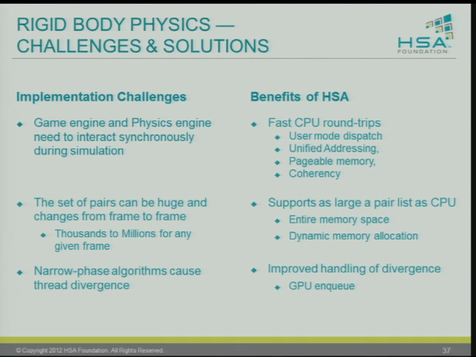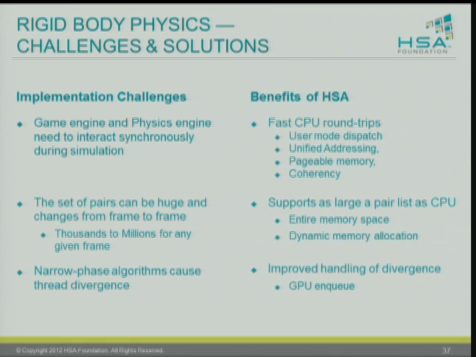The next barrier is the sheer size of the data sets in physics can be enormous. So allowing all of memory to be used for those data sets, and of course only the memory pages that are actually being touched, also opens the door here. And finally, the narrow phase algorithms that are part of the rigid body physics calculation can really only be accelerated on the GPU when the GPU has the ability to queue to itself.